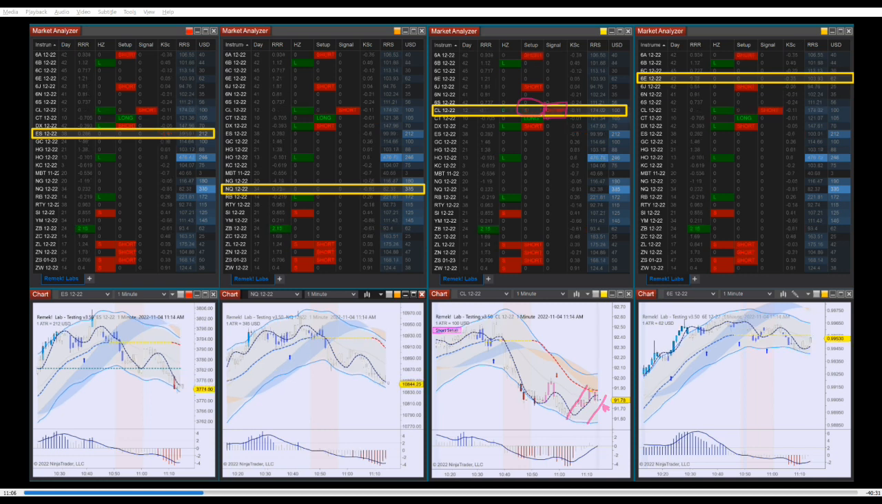Okay, here we go. A new candle. Let's see what's happening. Nothing on the ES, nothing on the NQ. So no real change here on the four instruments that we're following. So I'm just standing by for the next event.